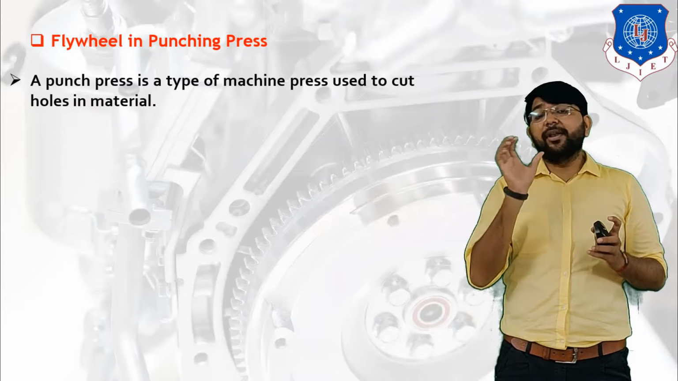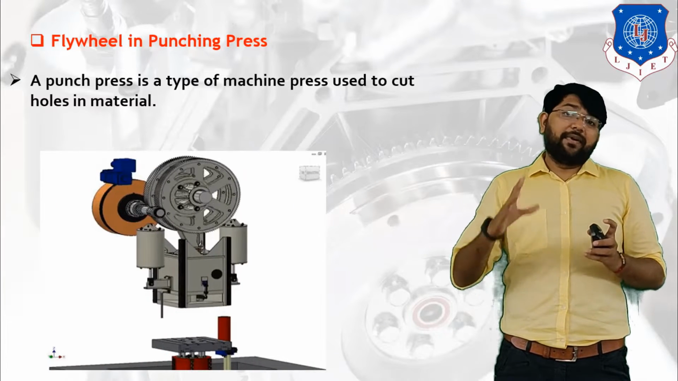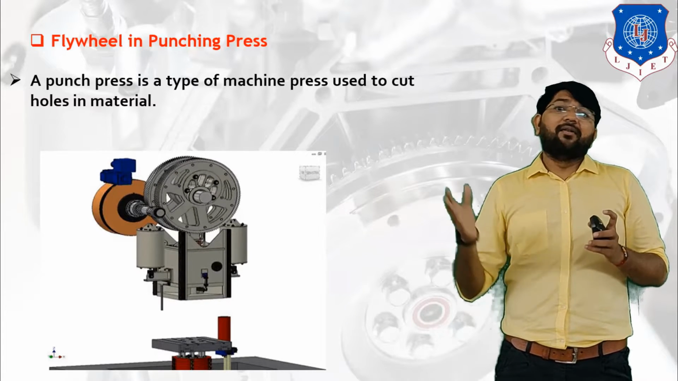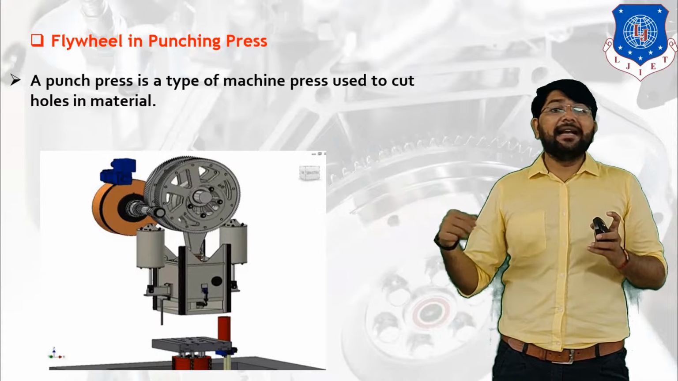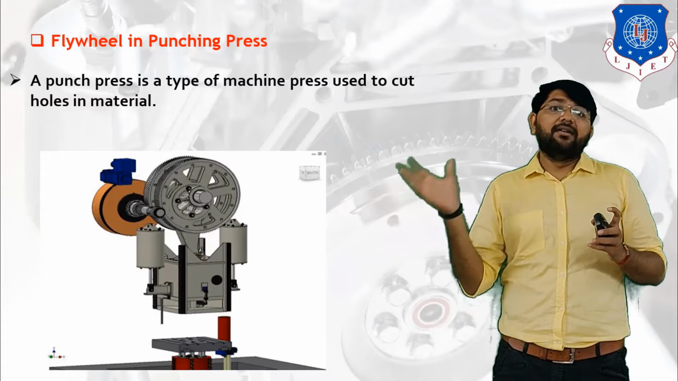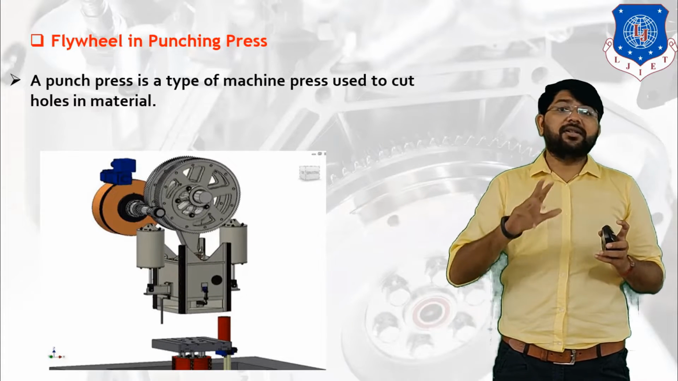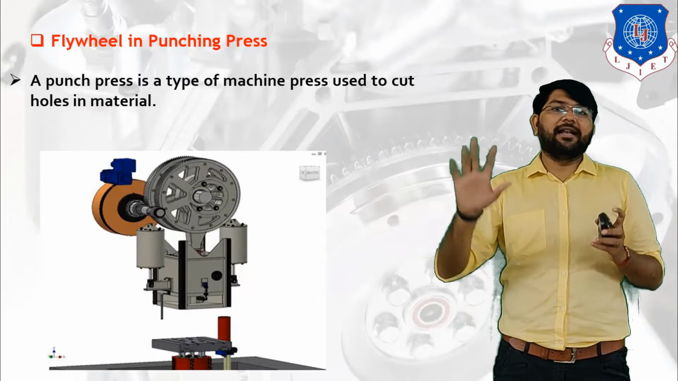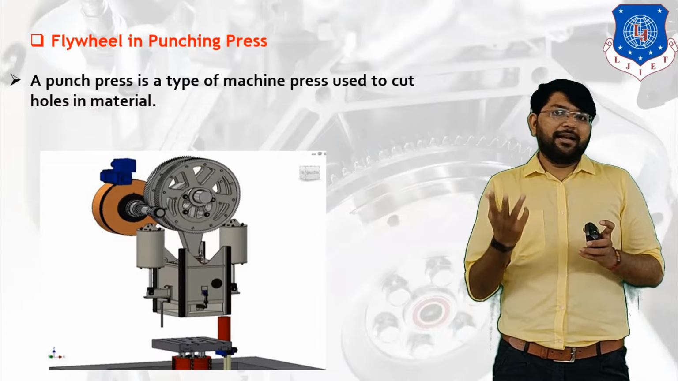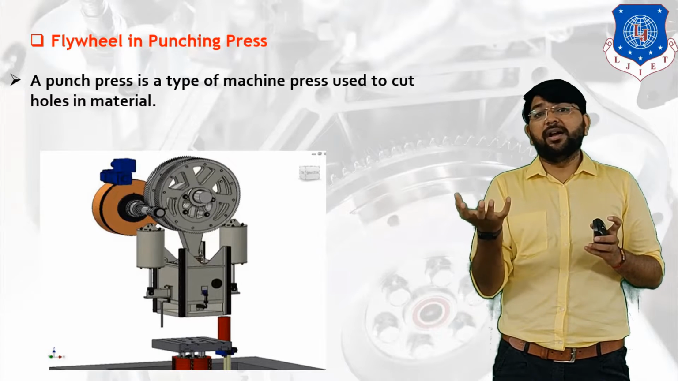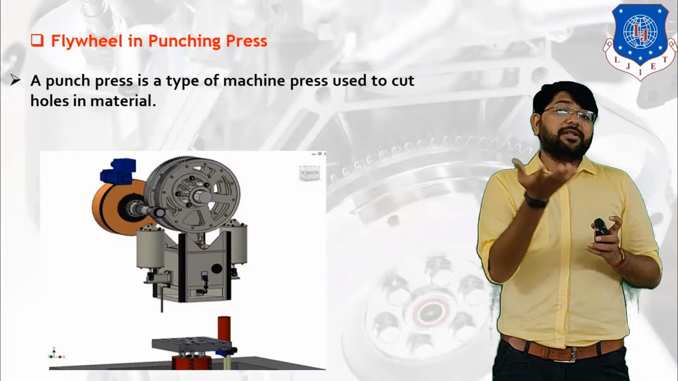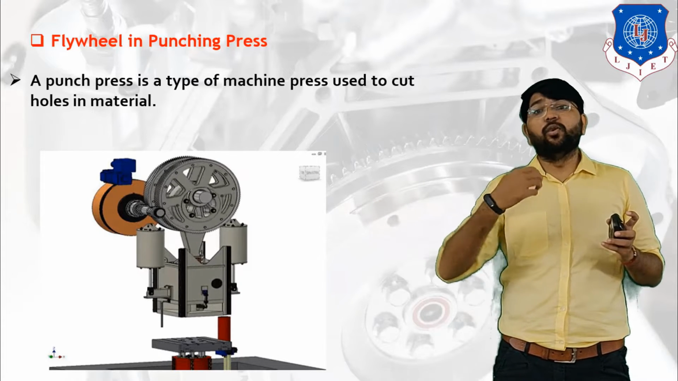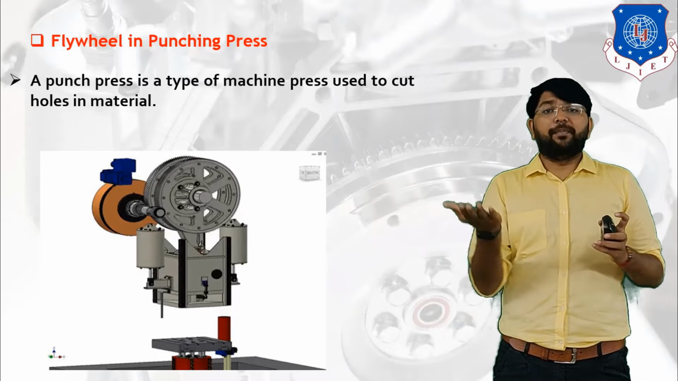So what is the application of flywheel in punching press? A flywheel is also used in 4-stroke and 2-stroke engines, mounted at the end of the crankshaft. The function of the flywheel is to store kinetic energy and deliver it whenever we require. But the flywheel is also used in a punching press, whose function is to drill a hole in a plate.